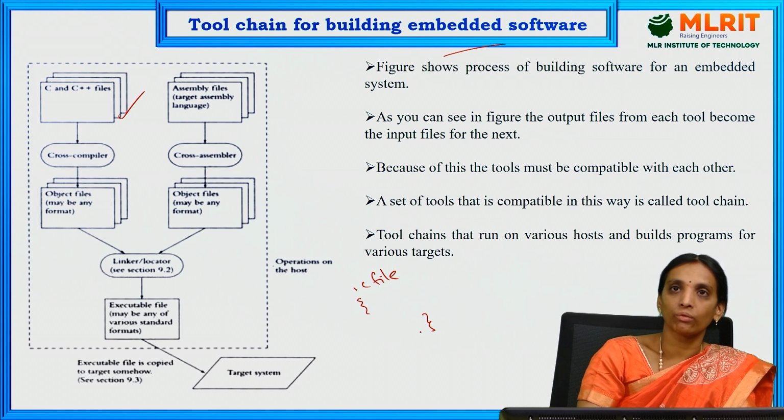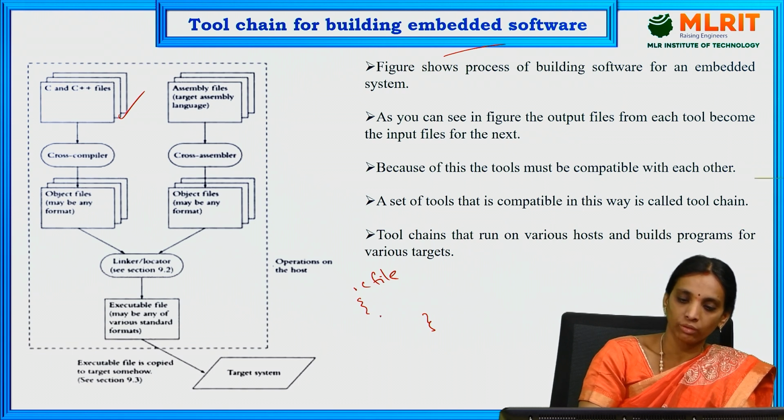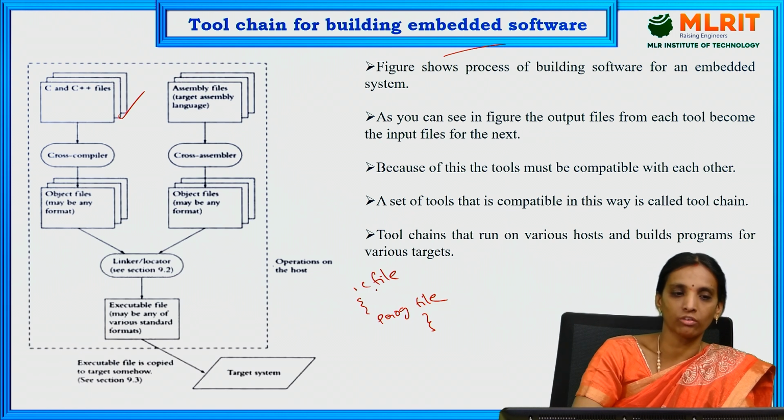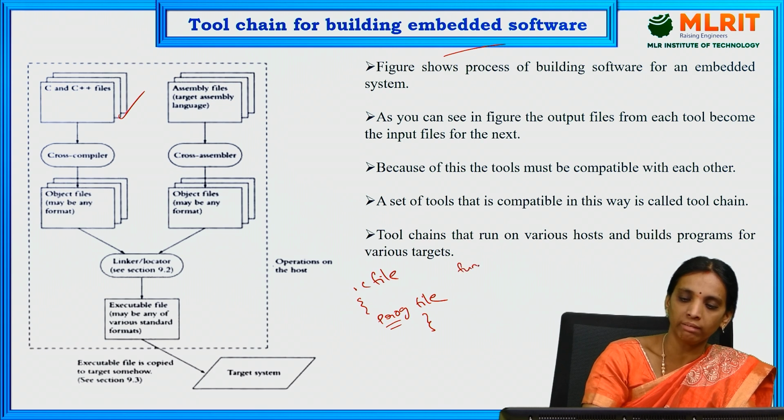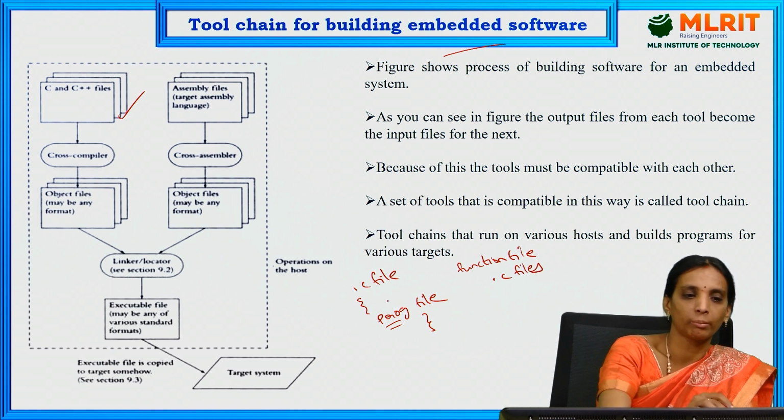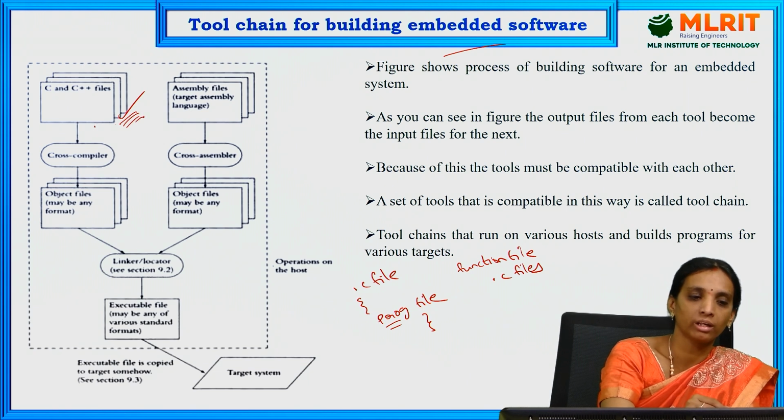Whatever source code we want to write for our application, that main program file is the .c file. And if any subprograms are related to this main file, that is the function files or some other files, these are the number of C files required for that particular application, and these are given to the cross compiler. From the cross compiler we will get the object files.